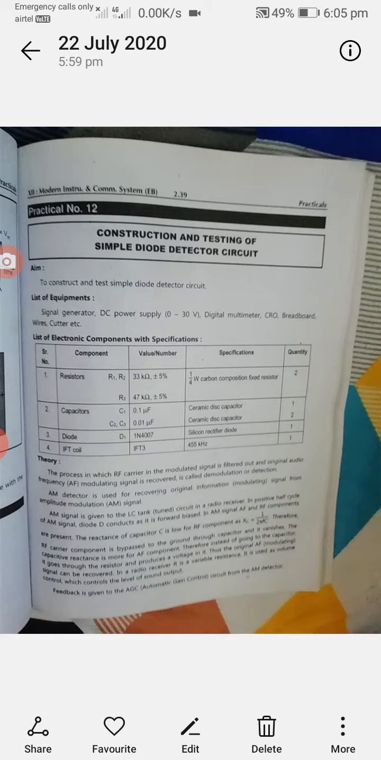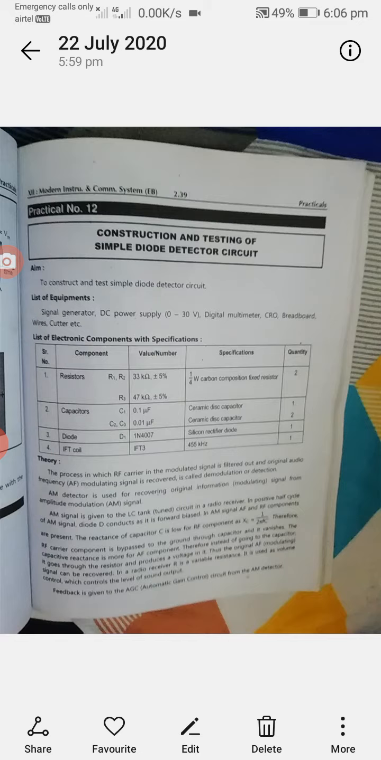Quantity required: 1 number. Next is the capacitor C1, 0.1 microfarad ceramic disc capacitor, quantity 1. C2, C3: 0.01 microfarad ceramic disc capacitor, quantity required 2. Diode D1: the number and value of the diode is IN4007, silicon rectifier diode, quantity required 1.